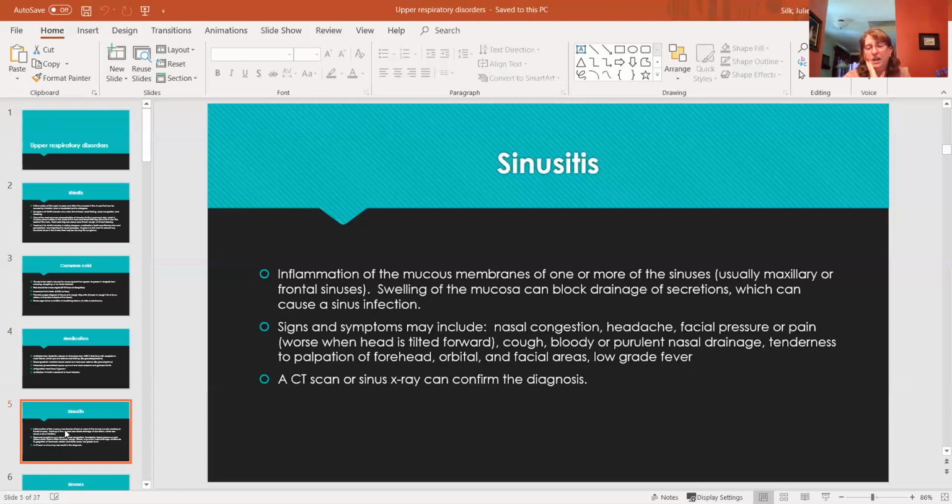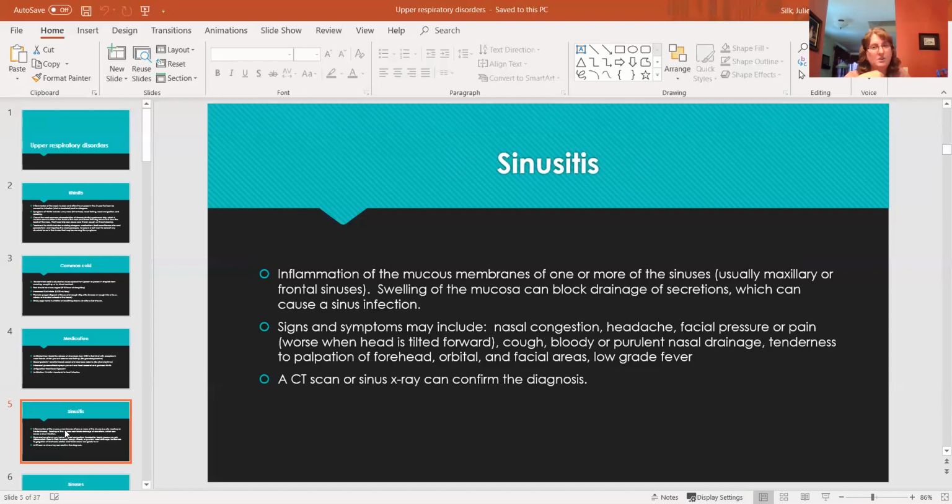So some of the things you might have with this would be nasal congestion, headache, facial pressure or pain, worse when you tilt your head forward, cough, bloody or purulent nasal drainage, tenderness to palpation of your forehead or around your eyes or facial areas, and low-grade fever. A CAT scan or a sinus x-ray can confirm that you have this.